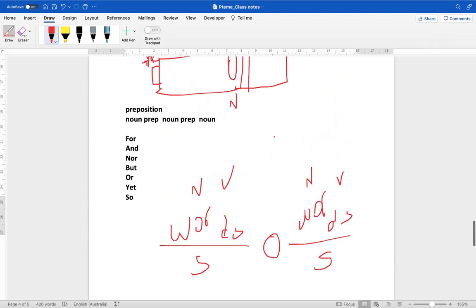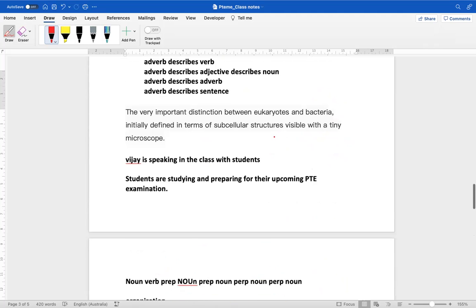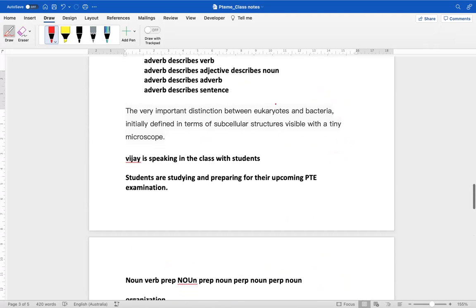Okay, let's take a sentence. See, if you look at this sentence, this is 'and', balancing two words, eukaryotes and bacteria. If eukaryotes is a noun, bacteria is also a noun. We all know bacteria is a physical thing. Bacteria is a noun, so eukaryotes should also be a noun. That is the importance of conjunction, and it also balances sentences.